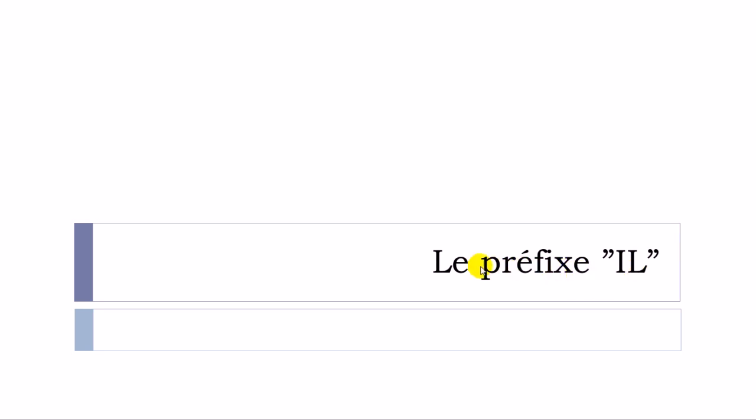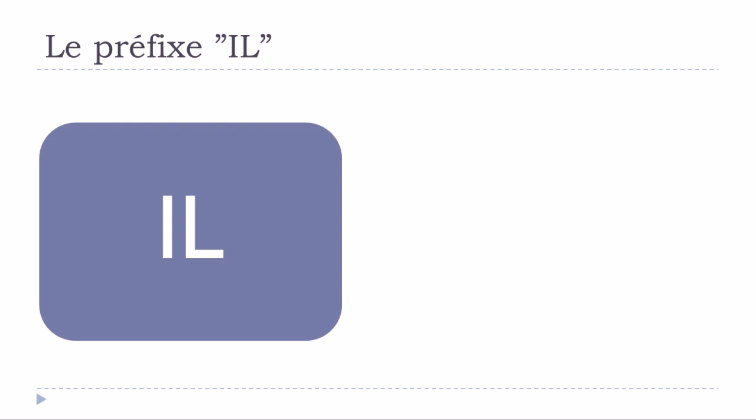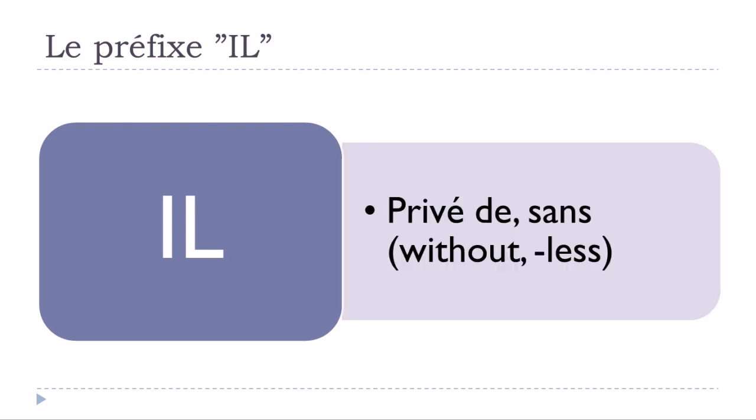Le préfixe il, so il. When we're talking about a prefix, normally we're talking about a group of letters that you put in front of existing words, and by adding these letters you change the original meaning of the word. That will be the case with this prefix il. Normally if we're talking about this il prefix, then it will mean privé de, sans. This is actually what it means in English, so without, or less. That will be the meaning of this il prefix.